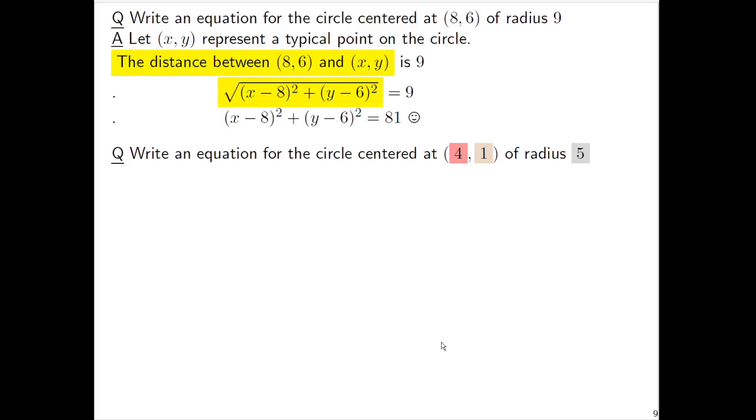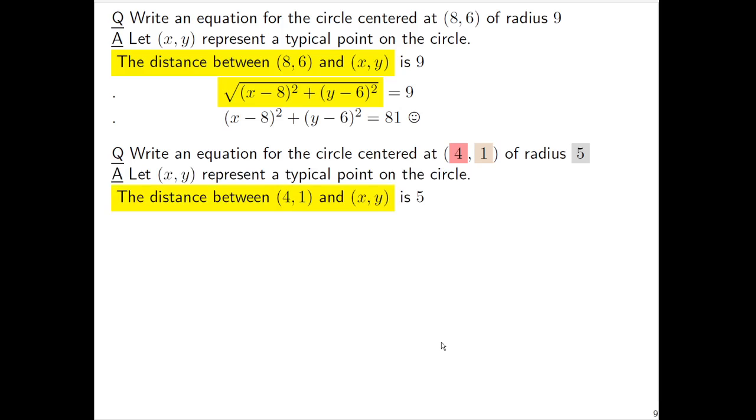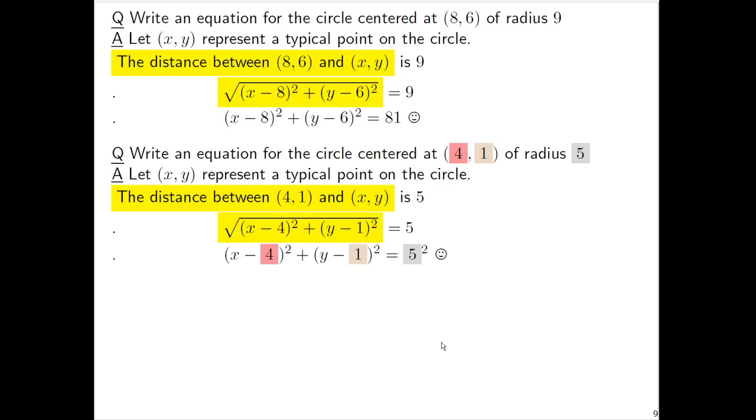So let's write an equation for the circle centered at (4, 1) of radius 5. Again, we'll let (x, y) represent a typical point on the circle. The distance between (4, 1) and this typical point (x, y) should be 5. We apply the distance formula, square both sides. And the colors are here just to show the correspondence of these things.